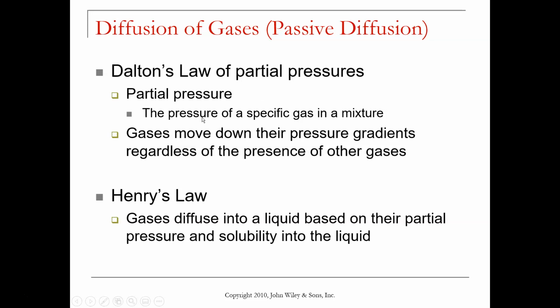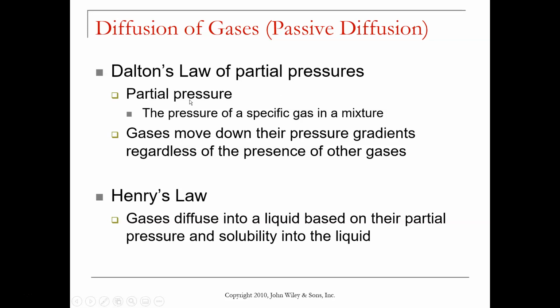One is, again, nothing new here, but gases, and we're talking about oxygen and CO2 in this case, move down their pressure gradients, regardless of the presence of other gases. In other words, oxygen moves down its pressure gradient, and CO2 moves down its own pressure gradient, and they happen to be in opposite directions. So each component of the air is going to move down its own pressure gradient.